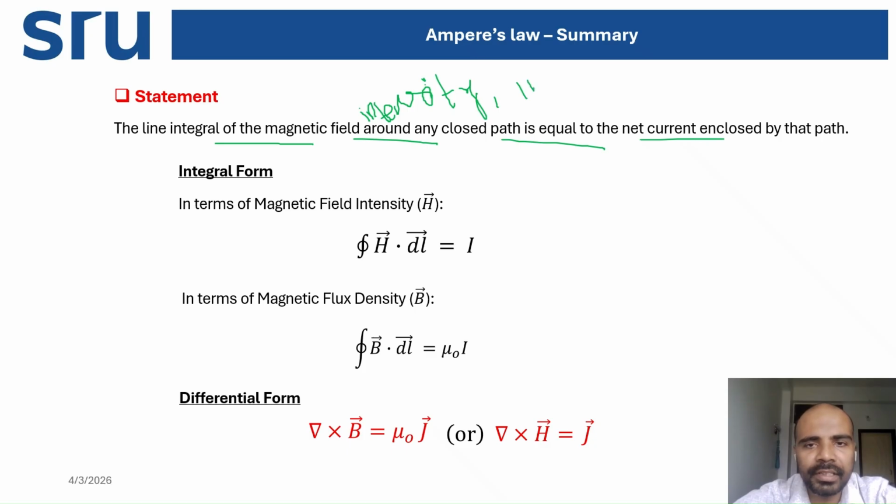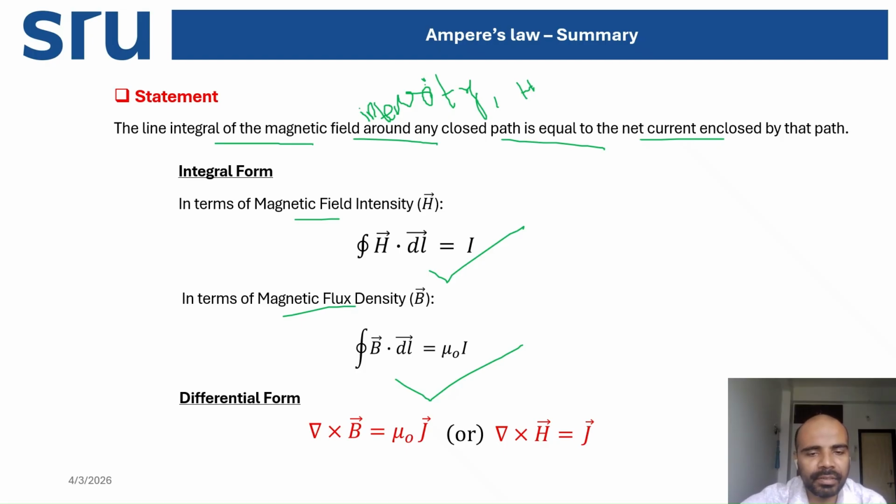Then the line integral of the magnetic field intensity around any closed path is equal to the net current enclosed by the path. Or if it is the magnetic flux density, then the line integral of the magnetic flux density around any closed path is equal to mu 0 times the current enclosed by the path. This is the integral form of Ampere's law in terms of magnetic field intensity, and this is the form in terms of magnetic flux density or magnetic induction.